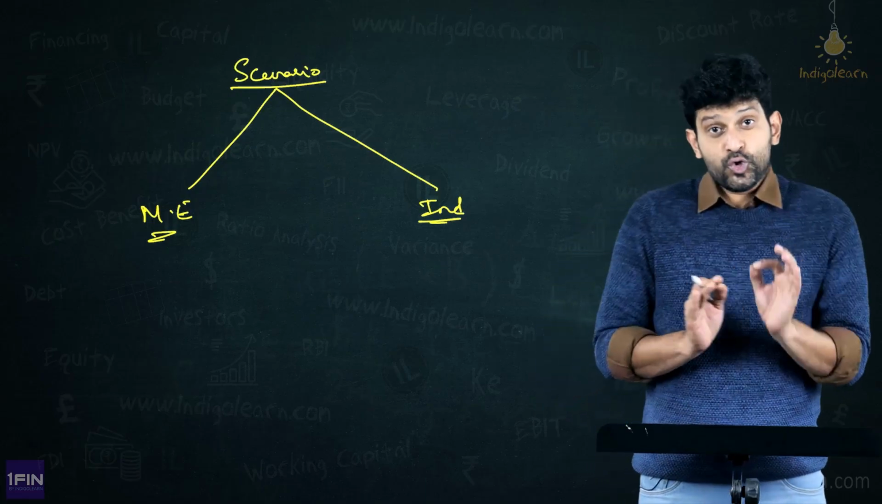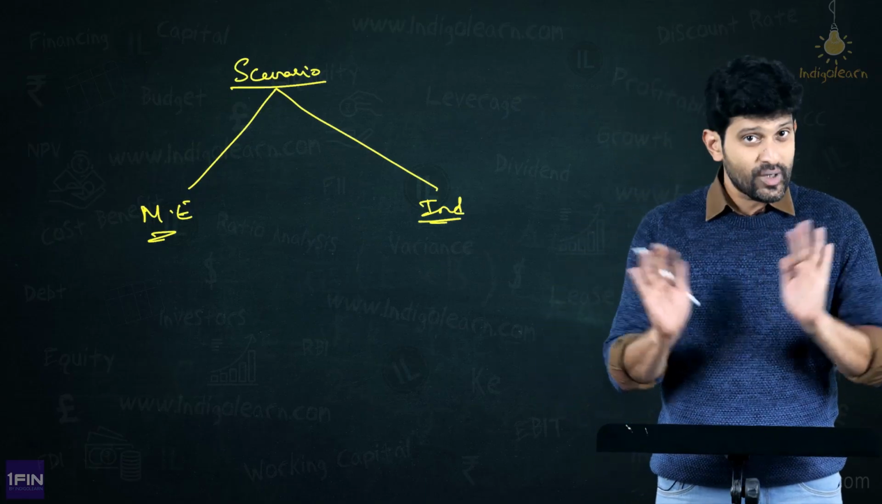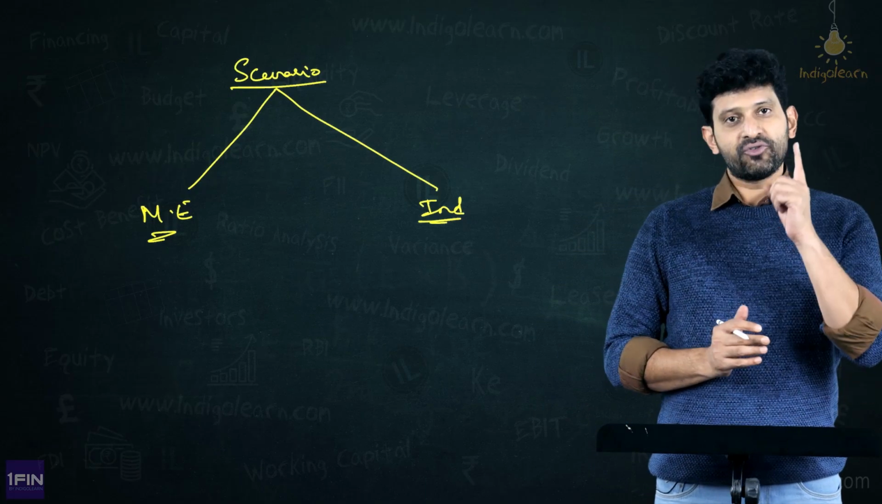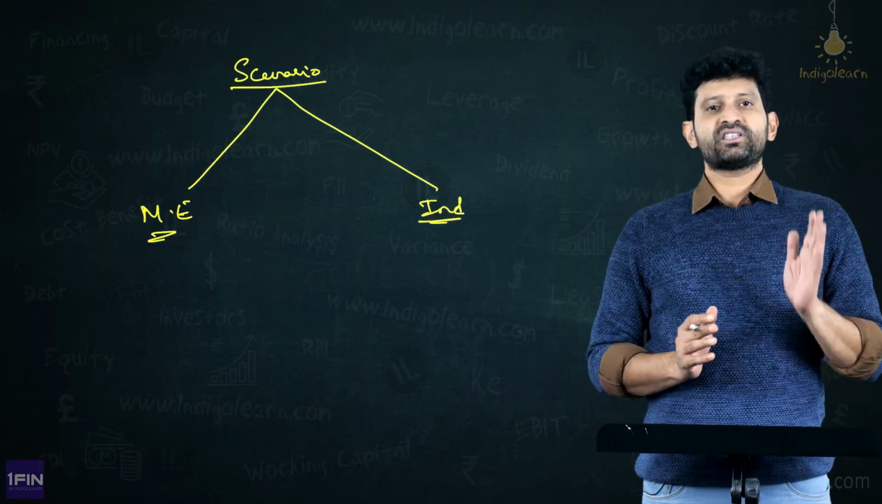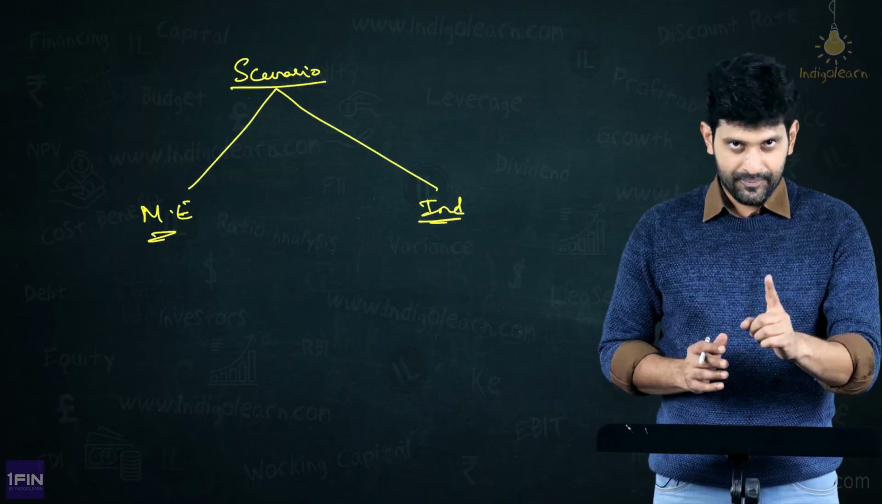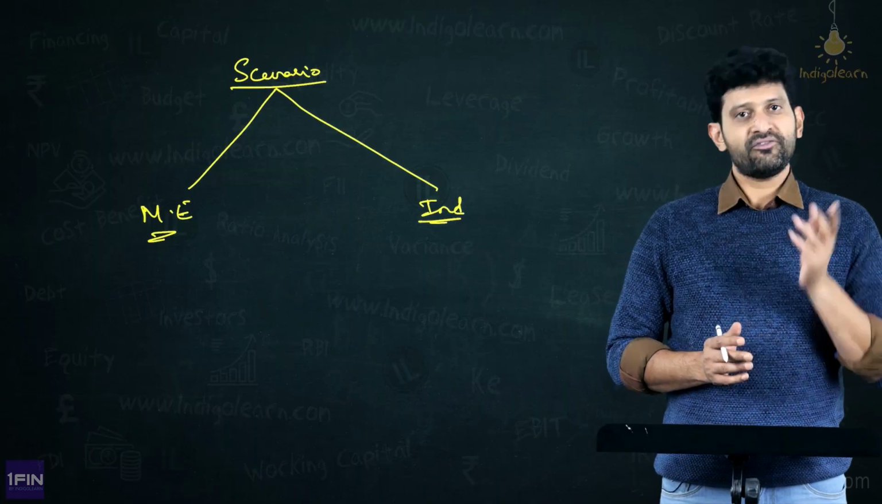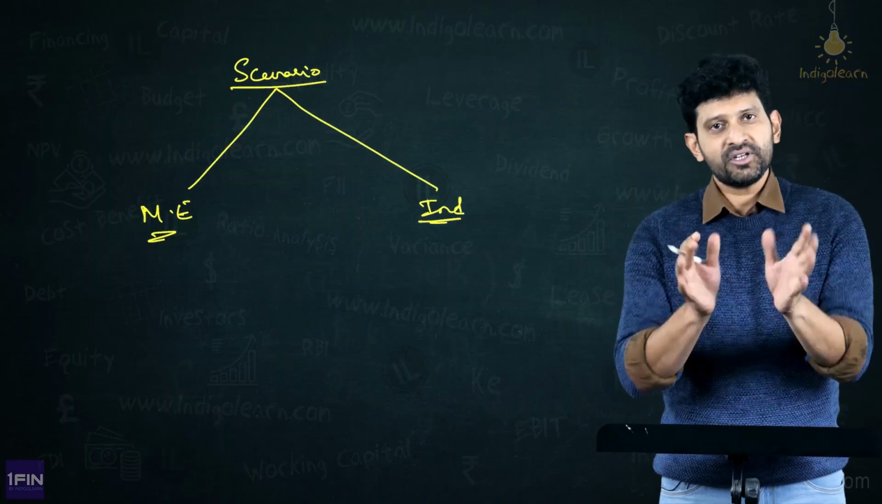Now, what is the meaning of mutually exclusive? Mutually exclusive means if you select one project, the other has to be rejected by default. Say for example, I have 3 projects. If I am selecting one, the others are to be rejected. If I have 4, if I am selecting one, the other 3 will be rejected.